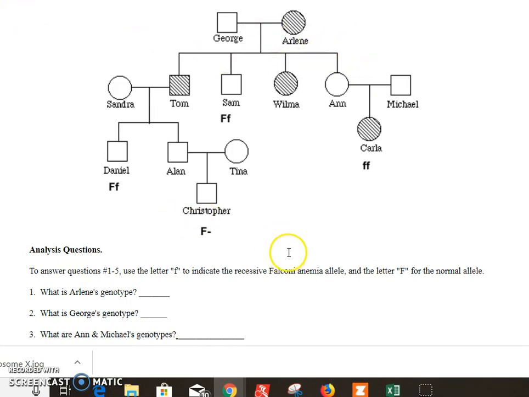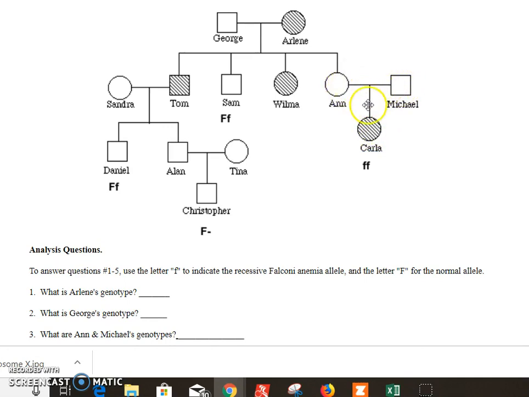All right, the next one, what are Anne and Michael's genotypes? So Anne is the daughter of George and Arlene here. Michael is her husband. Anne and Michael must both be heterozygous because they have an offspring, a daughter, Carla, who is affected by the disorder.